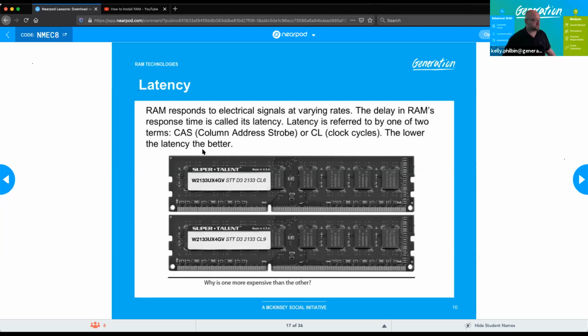They will use two different ways to notate it on a RAM chip. You see it right here: column address strobe, or CAS number, or CL for clock cycles. If you're looking on the RAM chip, here you go. There's that CL number right there, and another CL number right here, on the top and the bottom. See here.